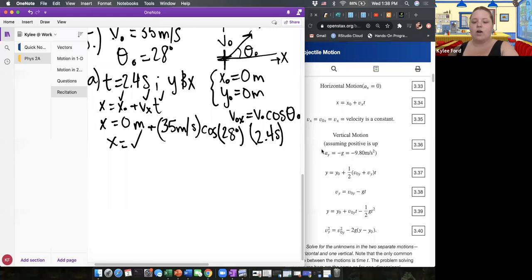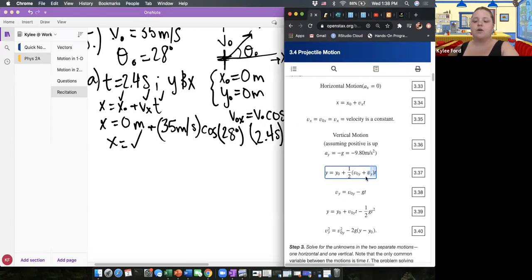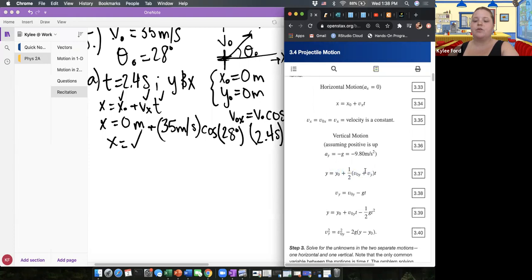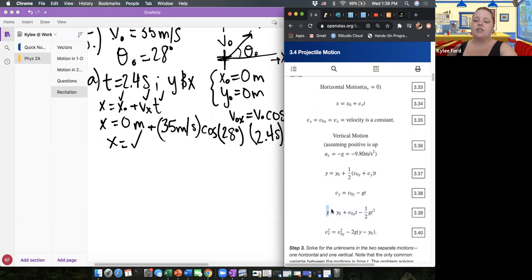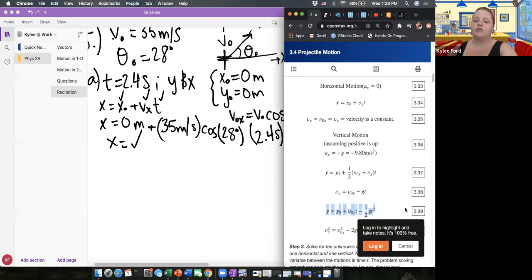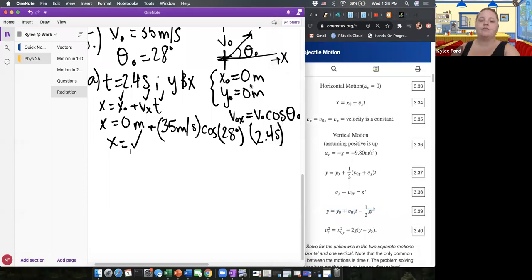So we have our y naught, we have this value, which is in these two equations. We have our Vy naught, but we don't have Vy. We don't know what our velocity is at that time. So we can't use that equation, but we do have G, or gravity. So I'm going to use this equation here, 3.39, okay?